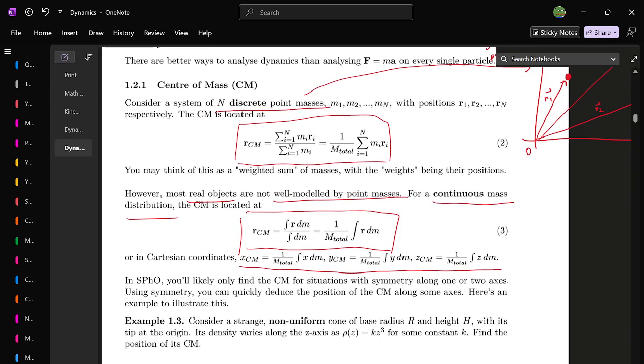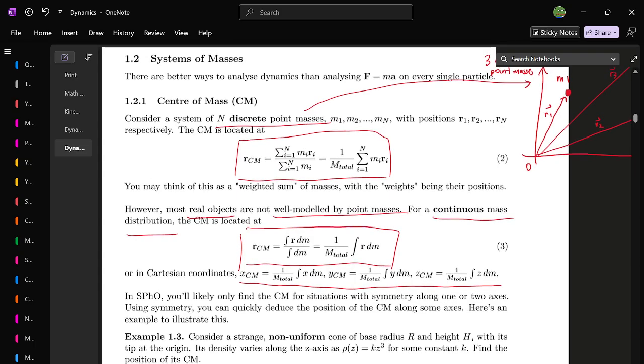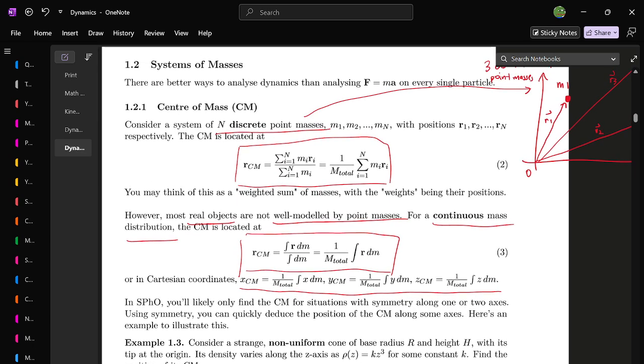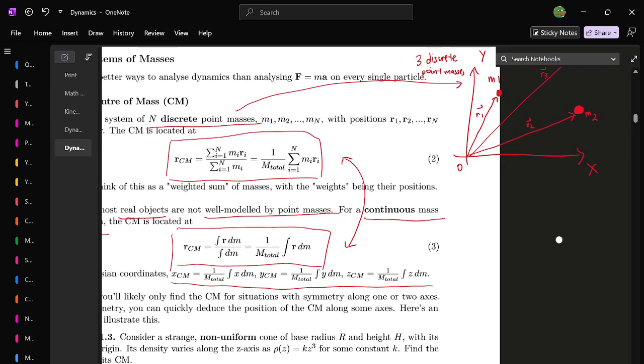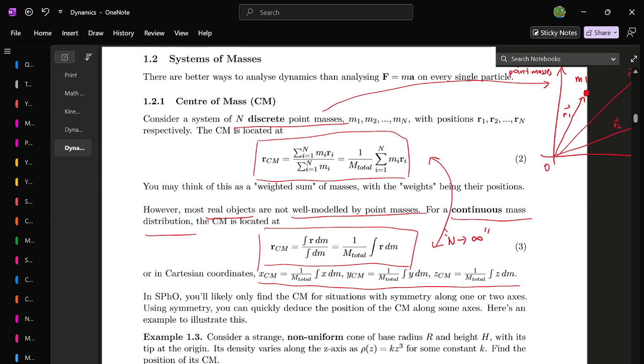Again, this is also saying that it is a weighted sum of masses, except now because it's continuous, we replace the sigma with an integral. So these two are actually equivalent in a sense, except this one is kind of taking n to infinity. You can think about it this way.